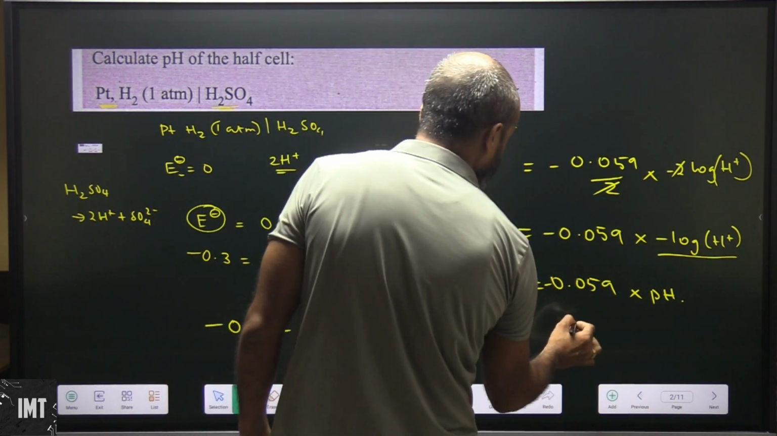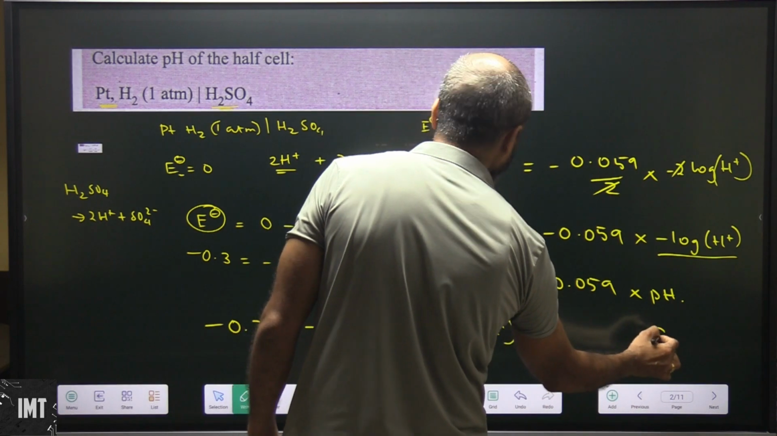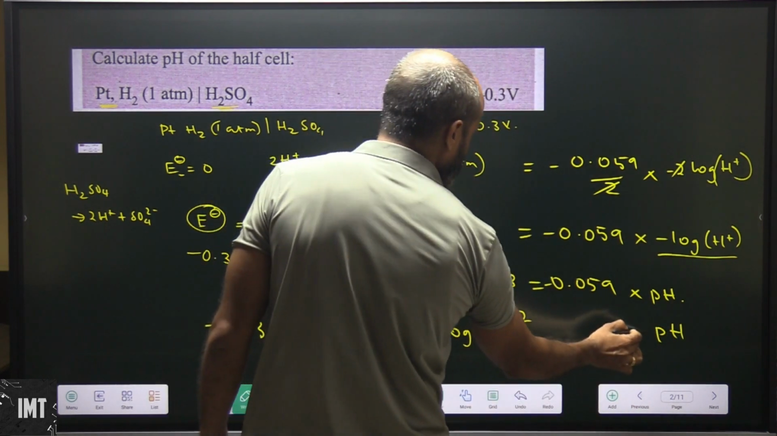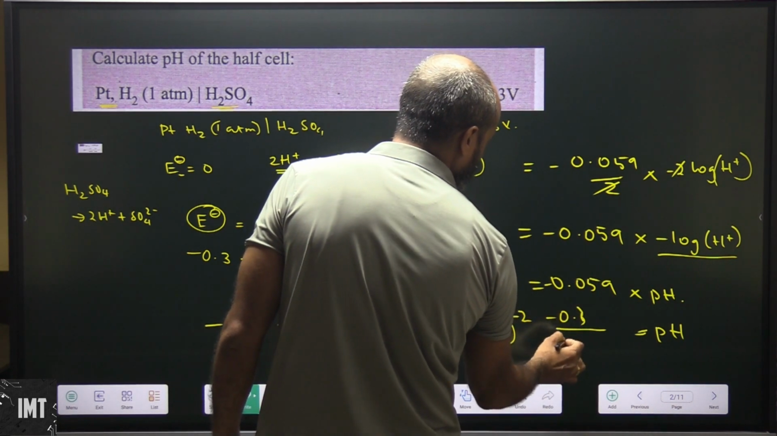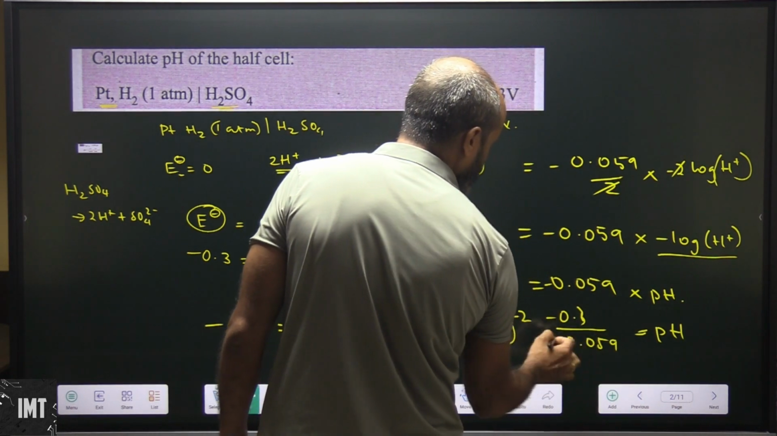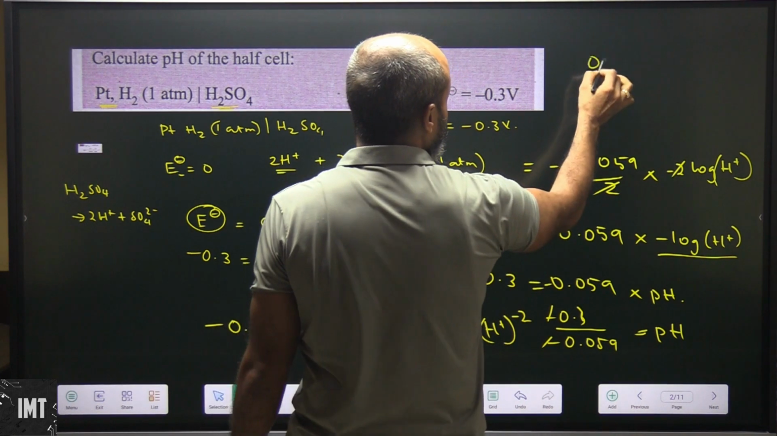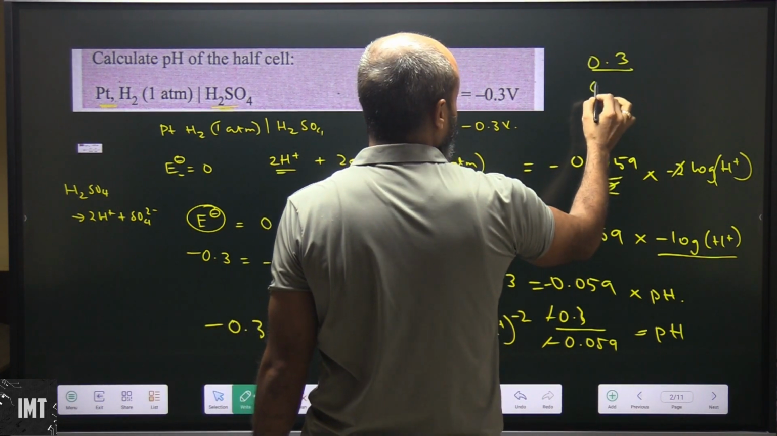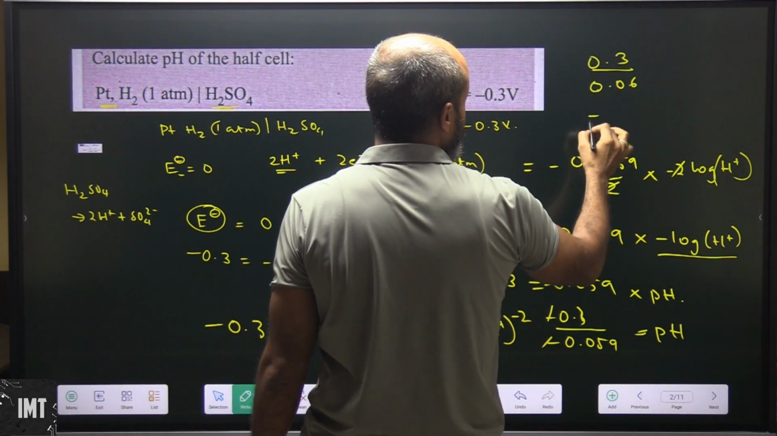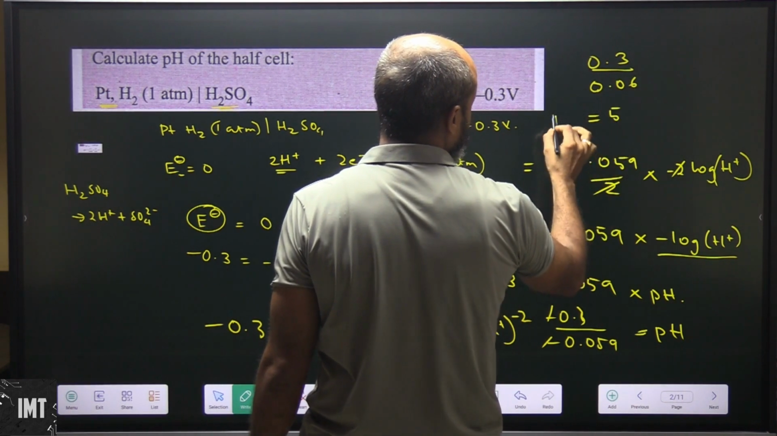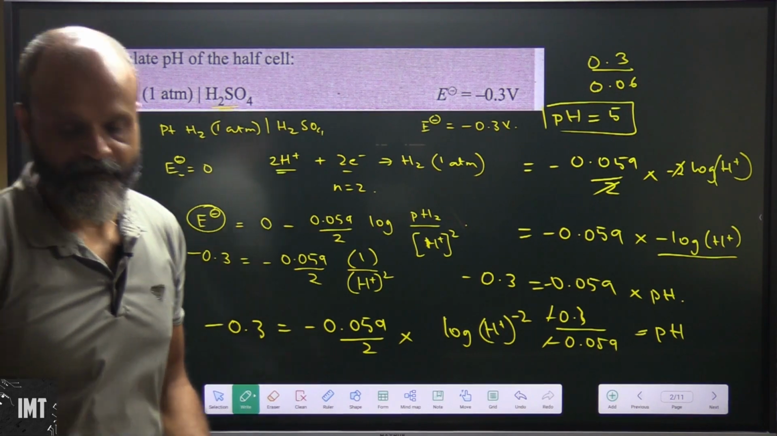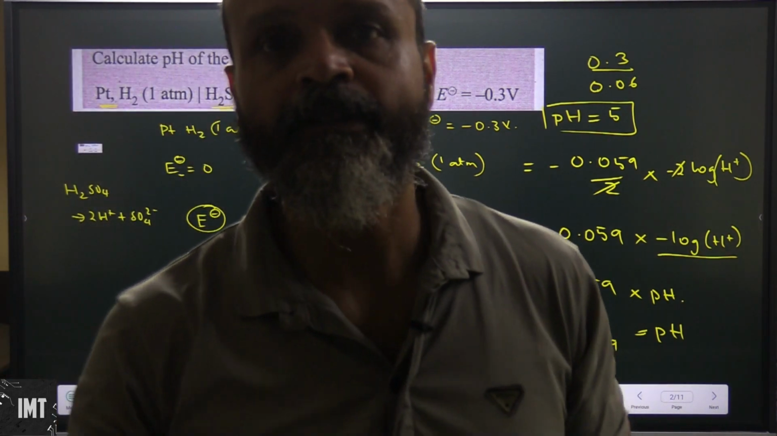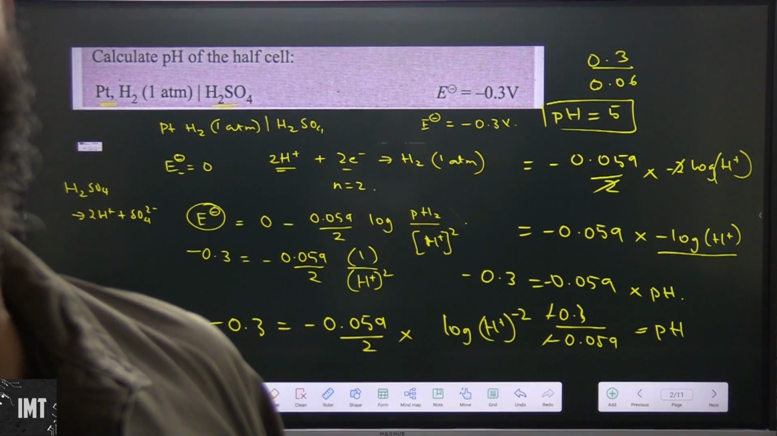So this is equal to minus 0.059 pH, and this is equal to minus 0.3. So pH here will be minus 0.3 upon minus 0.059. Since 0.059 is approximately 0.06, that is basically 5. So the pH here is 5. These are some questions that we need to have a good idea of.